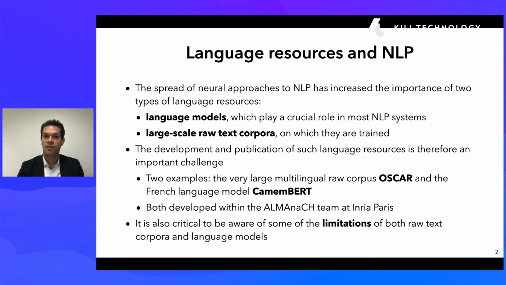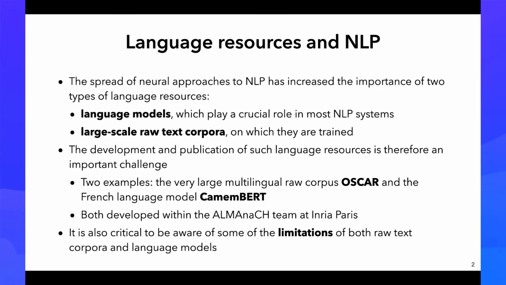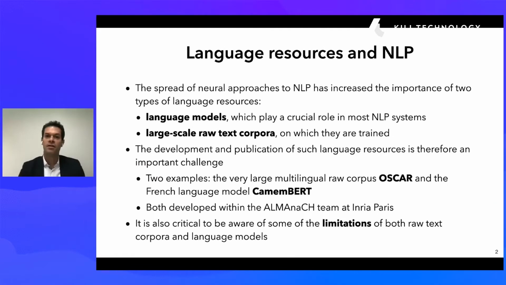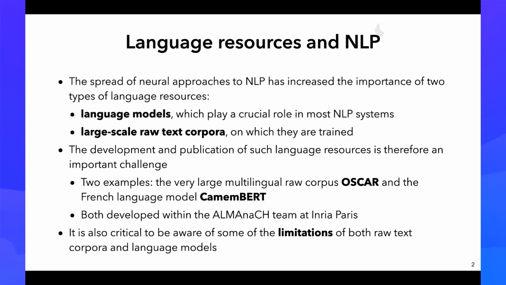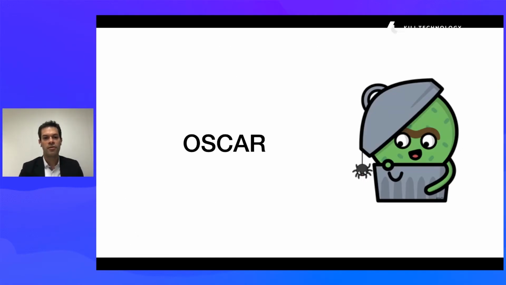And I will speak today, as I just said, about two examples. Firstly, the very large multilingual raw corpus OSCAR and the French language model CamemBERT. These two resources are developed within the Almanac team at Inria Paris. Another thing that I think is really important is to be aware of some of the limitations of both types of resources I just mentioned, namely raw text corpora and language models. And this is why I will dedicate some time at the end of this talk to discuss some of these limitations. So let's start with OSCAR.